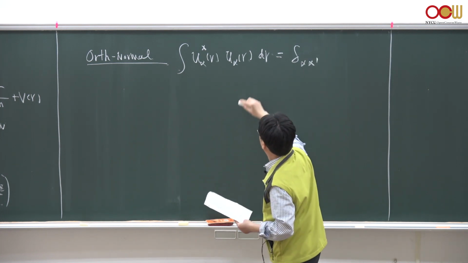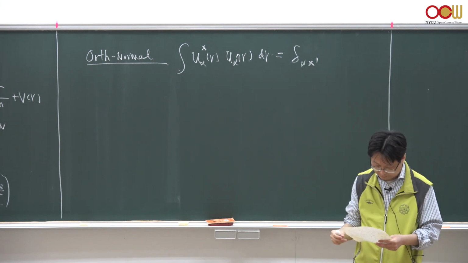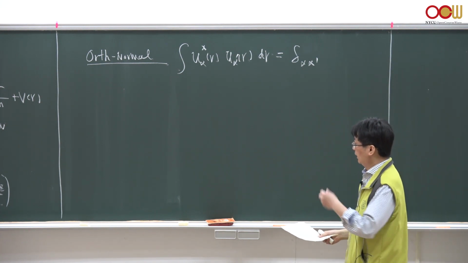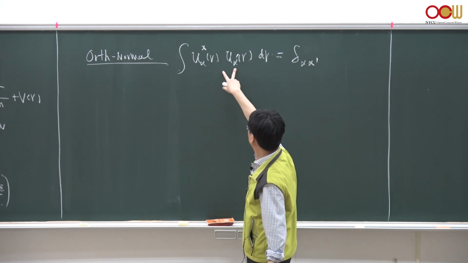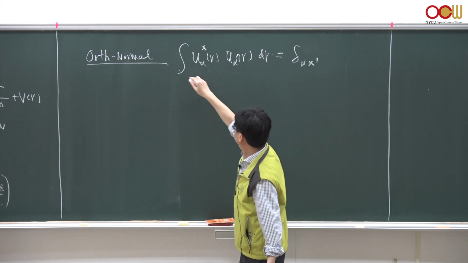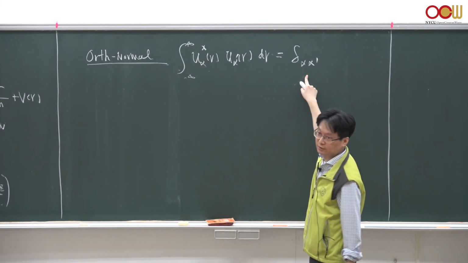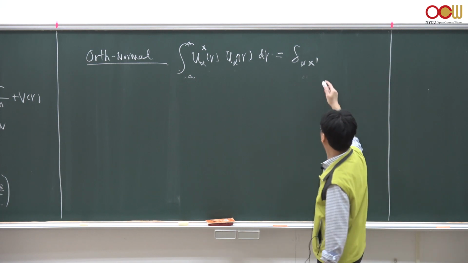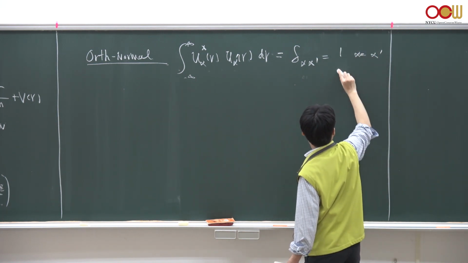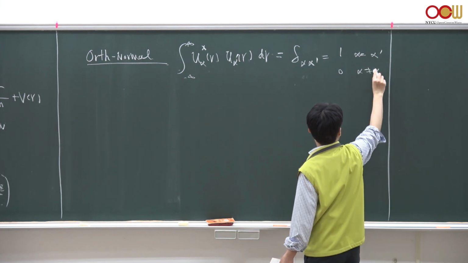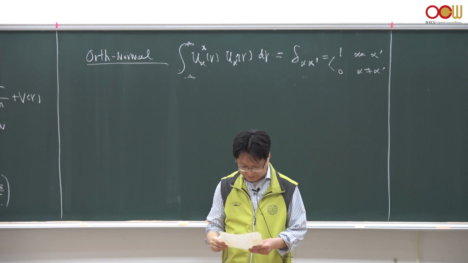For different eigenstates labeled by different alpha and alpha prime, the product u star alpha and u alpha prime integrated over the entire space is normalized to delta alpha alpha prime, right? So this is 1 if alpha is the same as alpha prime, and 0 if not the same. So this is single particle quantum mechanics.